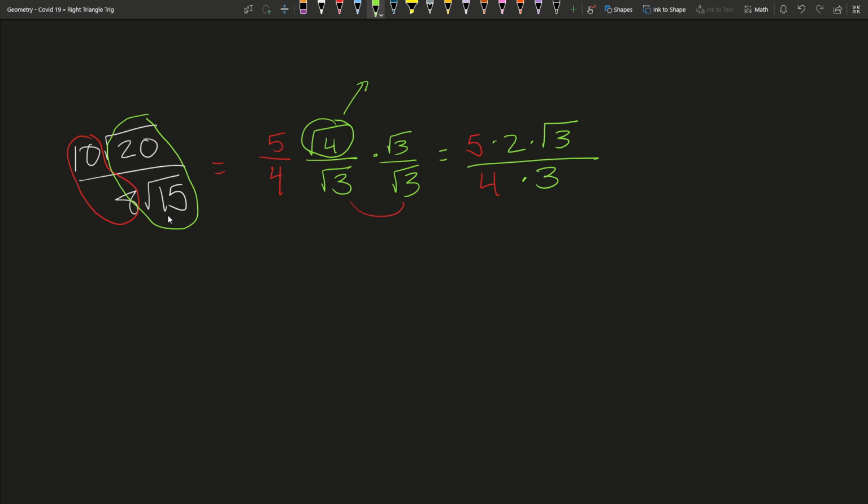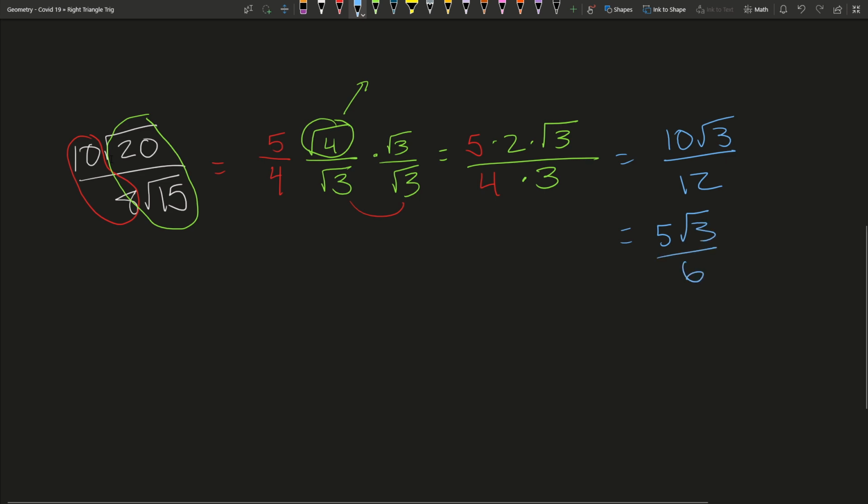And then we can simplify and make it look nice, right? So 5 times 2, that's 10. In the numerator, we have 10 rad 3. In the denominator, we have 12. And then we simplify those whole numbers once again. So we get 5 rad 3 over 6. All right, so questions over that example.